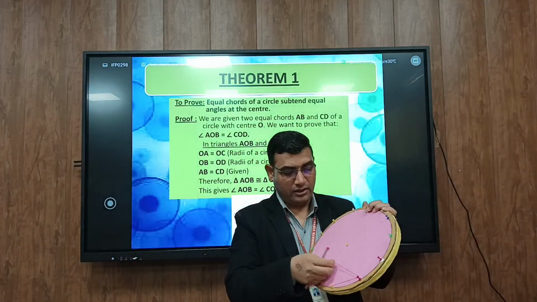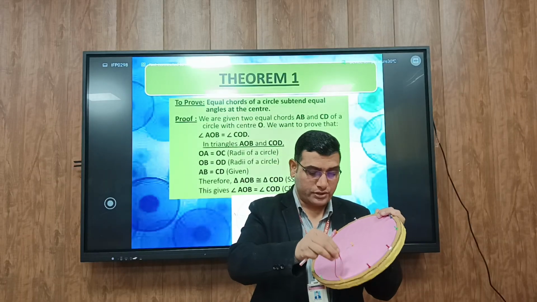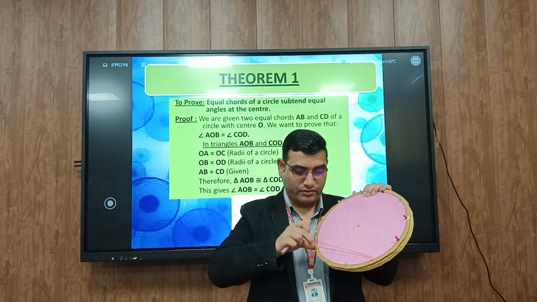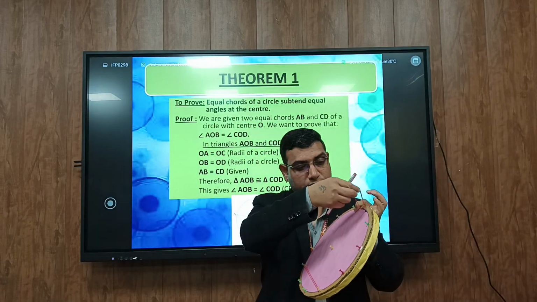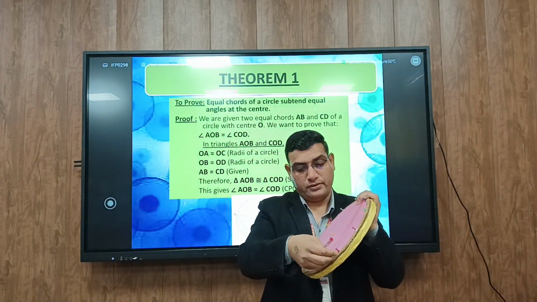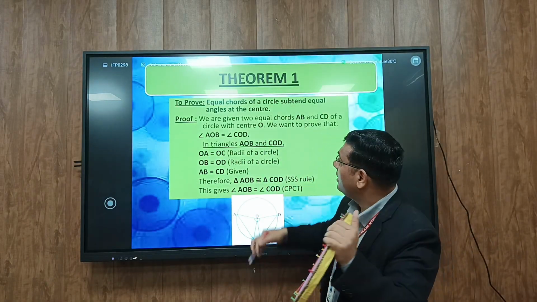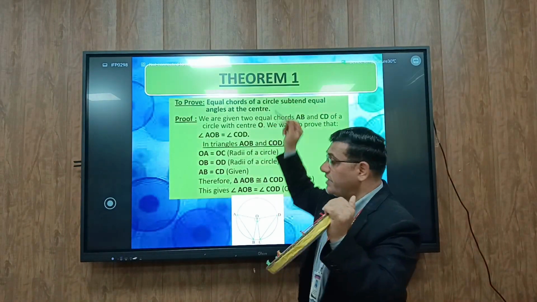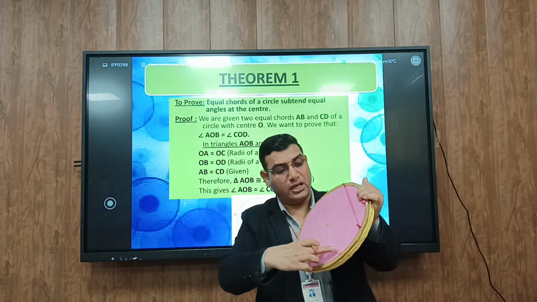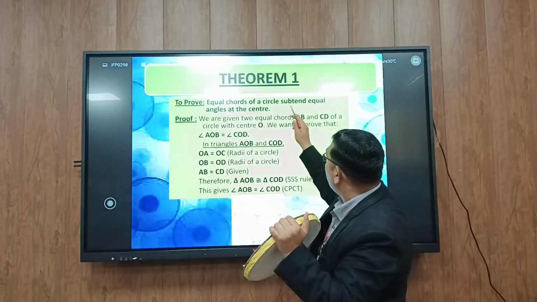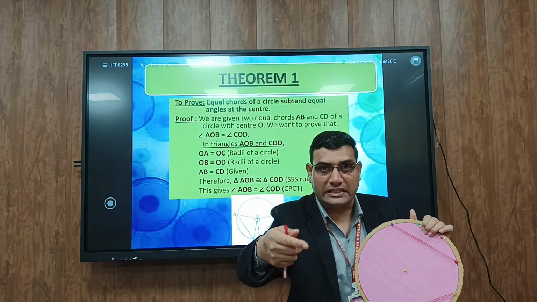See here, we will learn it practically. These are two equal chords we are taking, this is the first one and this is the second one. The theorem is: equal chords of a circle subtend equal angles at the center. You can name the chords AB and CD. Subtend means they are forming angles at the center.